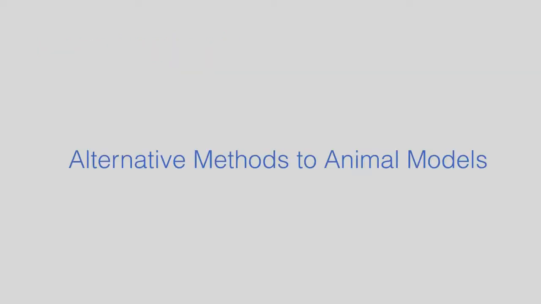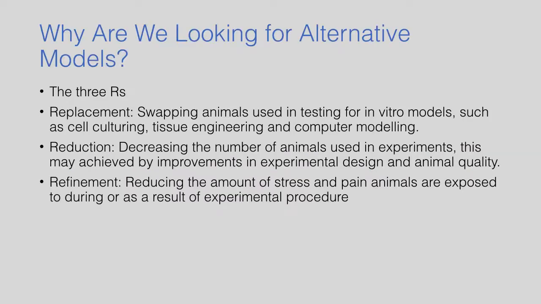Alternative methods to animal models. Firstly, why are we looking for alternative models? In short, if there is a way of conducting a test without the involvement and therefore potential pain and suffering of an animal, there is an ethical obligation to choose the non-animal route.